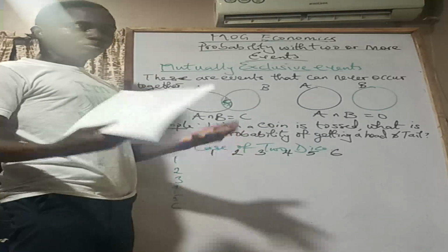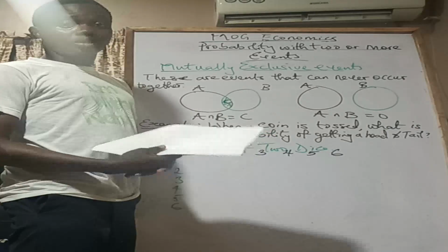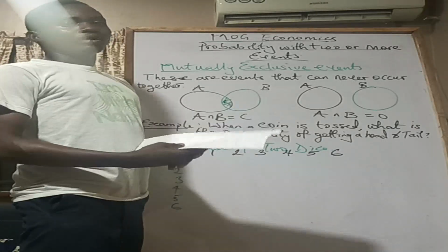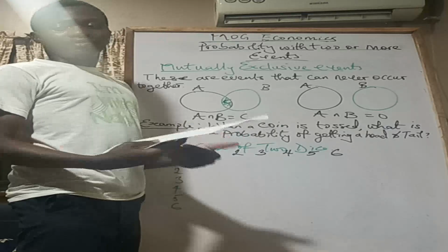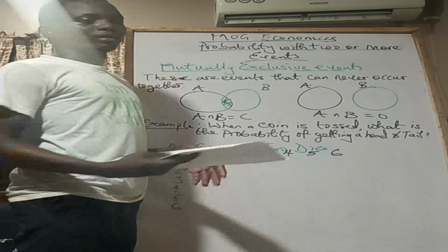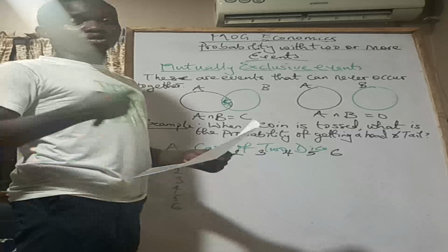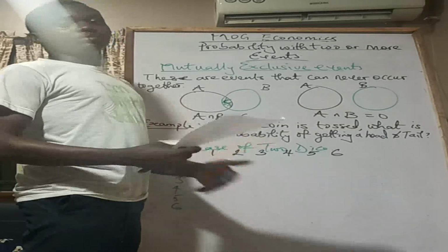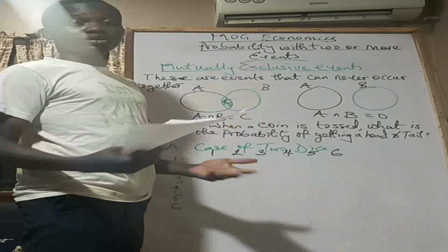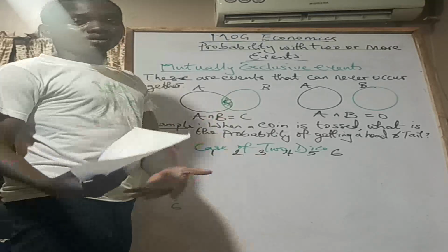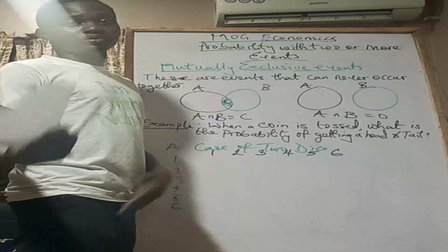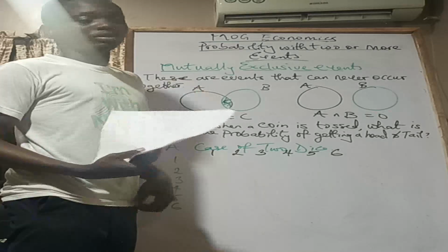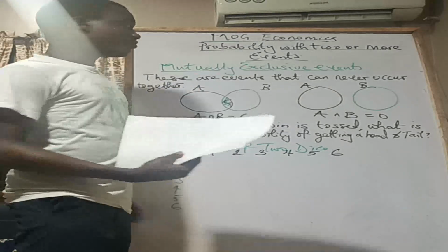Of course, mutual simply means having something in common. So when we say mutually exclusive, there is nothing in common. If you have mutual respect for each other, that means I respect you and you also respect me. But if it is mutually exclusive, that means it's either one of us doing the respecting of the other person, while the other person is not reciprocating it. That's the central idea of mutually exclusive.